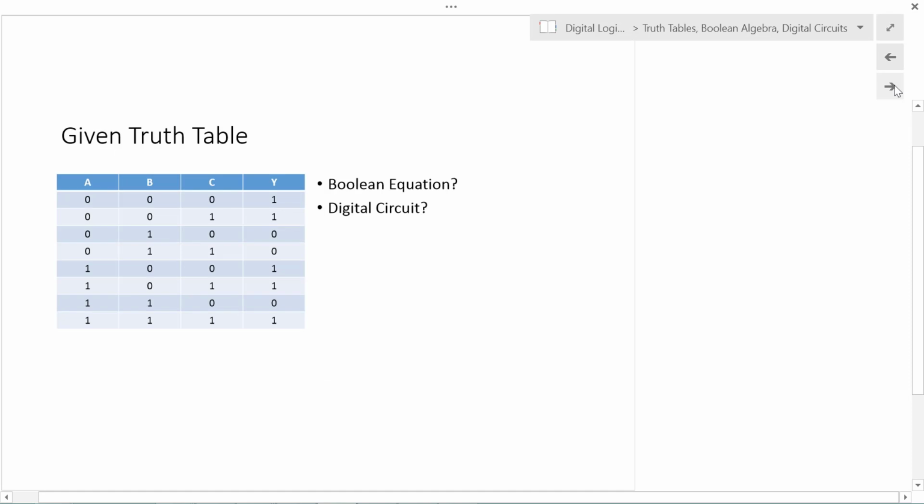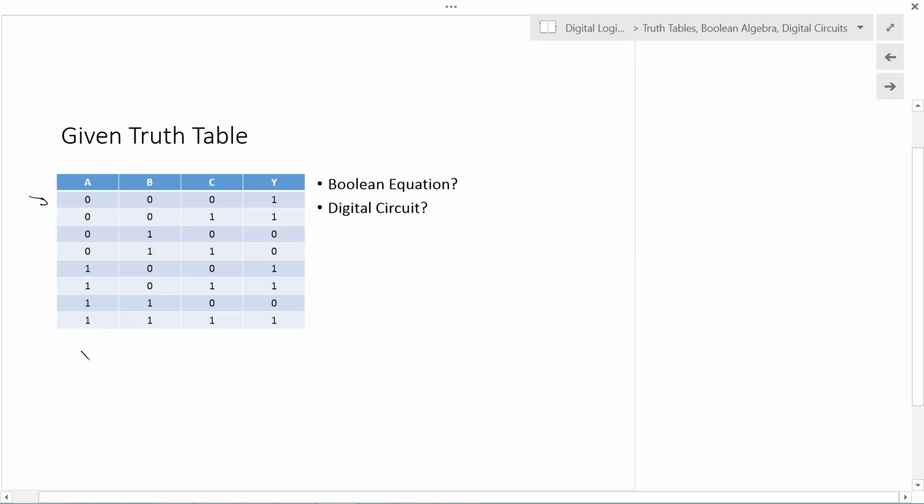So let's start now with the truth table. How do we implement the Boolean equation based upon this truth table? Well, a very nice property of truth tables is we can use the AND and OR statements to describe it. So if A is equal to 0, and B is equal to 0, and C is equal to 0, then Y is equal to 1.